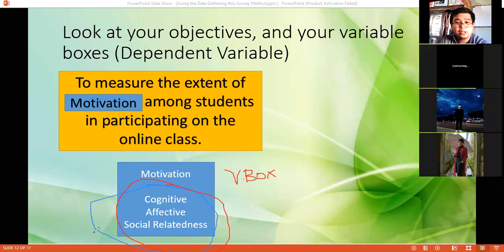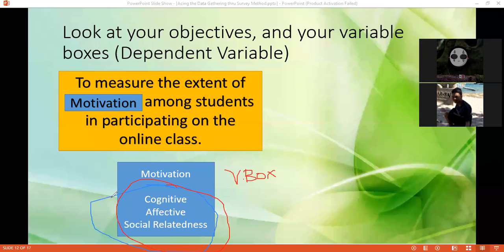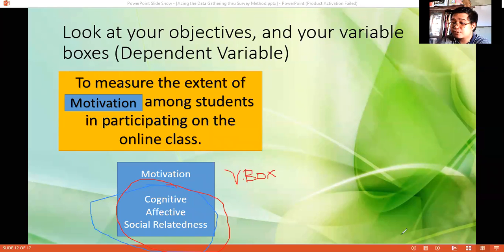Let me call Stevens. Stevens, can you unmute yourself? Can you say what are your parameters in your variable box? Parameters in my variable box are flexibility, performance, mental disposition, and permeability. Okay. That means Stevens will consider those four he mentioned in making the survey. Okay? So, let's continue.